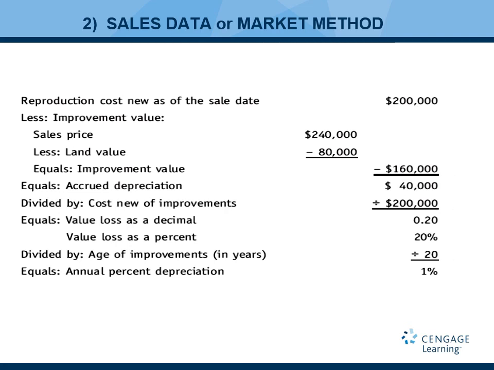Okay, so in this example, this property is 20 years old. So 20% divided by 20 is going to be 1%. So it's going to be an annual depreciation of 1% for this particular property. If you do several different comparables and figure out the depreciation for each one, then you can take an average of what that percentage would be.